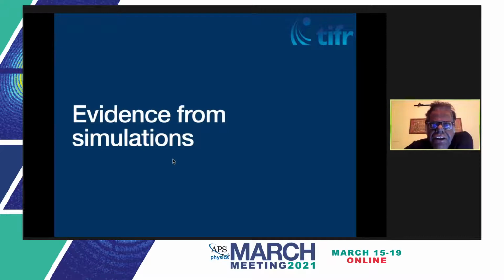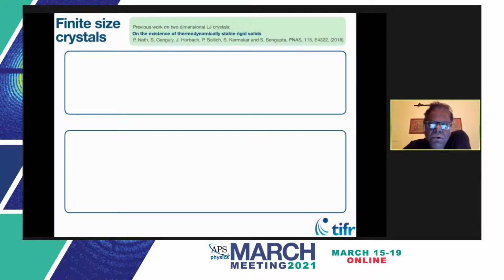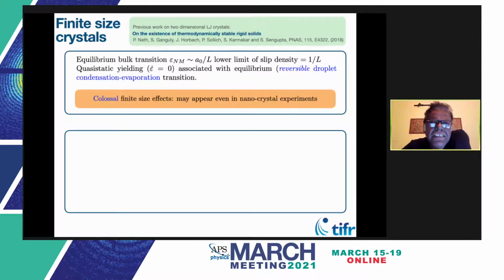So now evidence from simulations. When you go to simulations, you have to be very, very careful here, because in simulations you can deal only with finite size crystals. So in finite size crystals, there are several things which happen. First of all, the equilibrium bulk transition goes as some A0 by L. If L is small, this is not a very small number. And the lower limit of slip density is 1. So you can't get a very large slip density. And quasistatic yielding, which happens as strain rate equal to 0, is not associated with the equilibrium bulk transition.